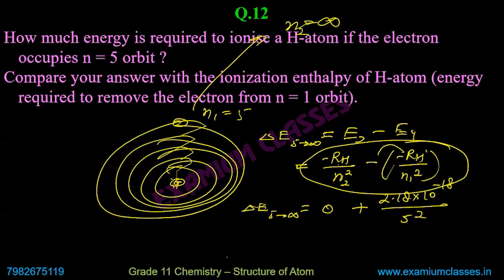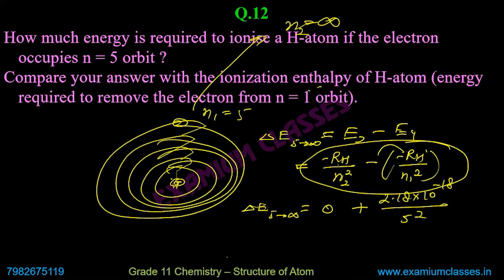Can we just use the formula of Rydberg's constant into Z square by n square? You can use it. In that case, you will have to use atomic number as 1, because it is hydrogen. And Z is 1. Yes. Okay.